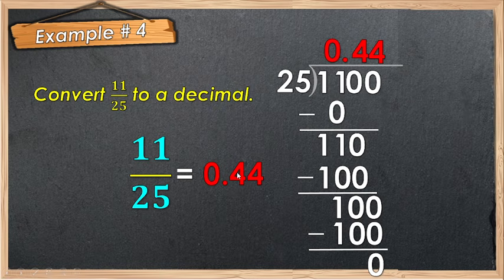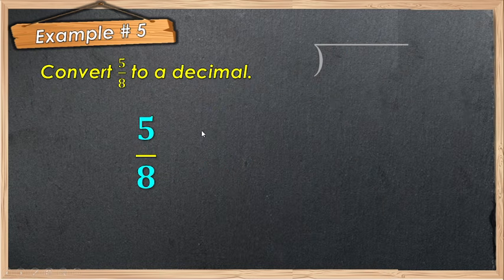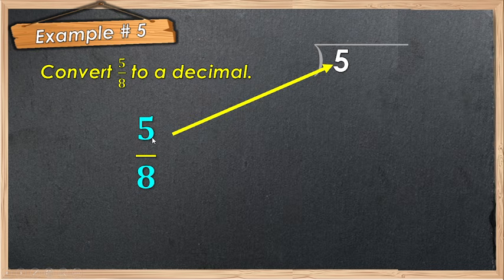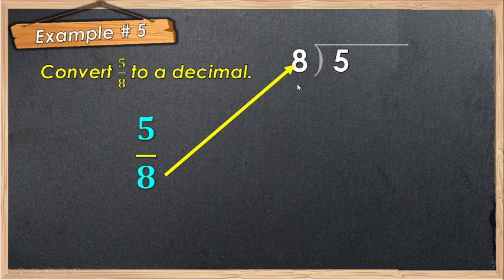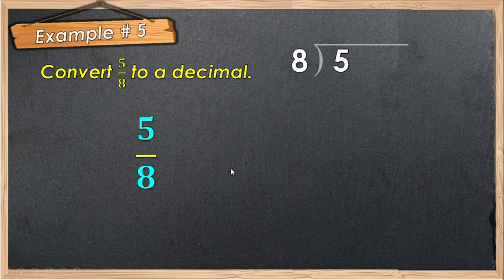Okay? So last example. So we have example number 5. 5 over 8. Now, how do we convert this one? First, you need to place the value of numerator inside the long division bar, and then outside is the value of 8. Or you need to divide 5 divided by 8.